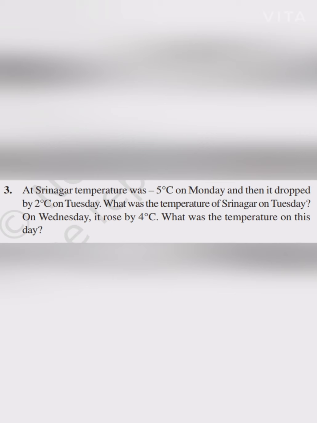On Wednesday, it rose by 4 degrees Celsius. What was the temperature on this day? Means we have to add the temperature of Tuesday by the rose temperature on Wednesday. So by that we can find the temperature on Wednesday.